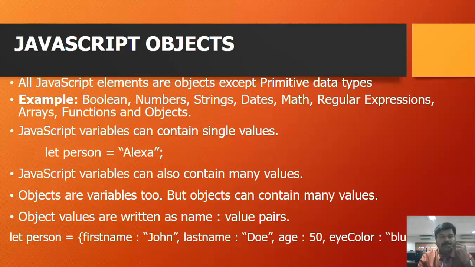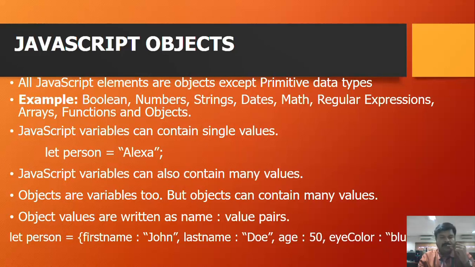All JavaScript elements are objects except primitive data types. Examples: Boolean, numbers, strings, dates, math operations, regular expressions, arrays, functions, and objects. JavaScript variables can contain single values, for example let person equal to Alexa. In the same way, let car equal to Maruti. So for a single value, we will be using let.